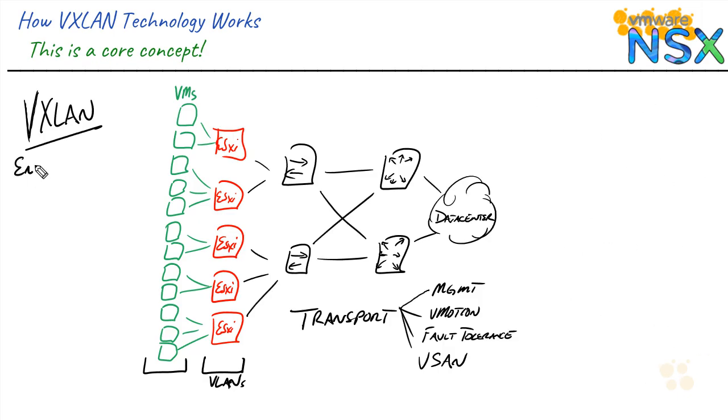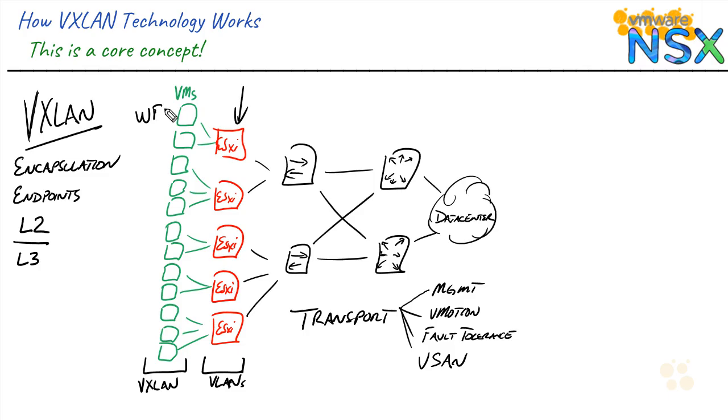VXLAN technology is also going to be about encapsulation. It's also going to have endpoints. But the key difference is that VXLAN is going to be layer 2 packets over layer 3. All of this is going to be transparent to the virtual machine. The work is being done by the ESXi host to provide access to the virtual machines.